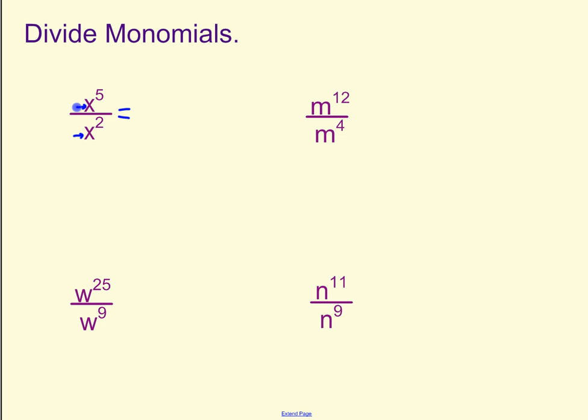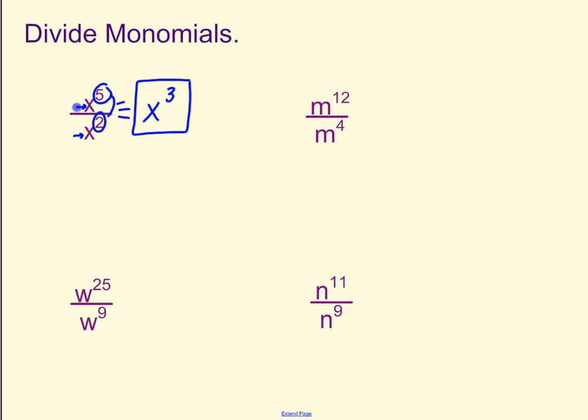If you're dividing the same base, you're going to keep the same base of x. So the x stays the same. And then what you're going to do is take your two exponents, start with the one on the top, and subtract the one on the bottom. So 5 minus 2 is 3, so we get x to the third power. Done. Easy.